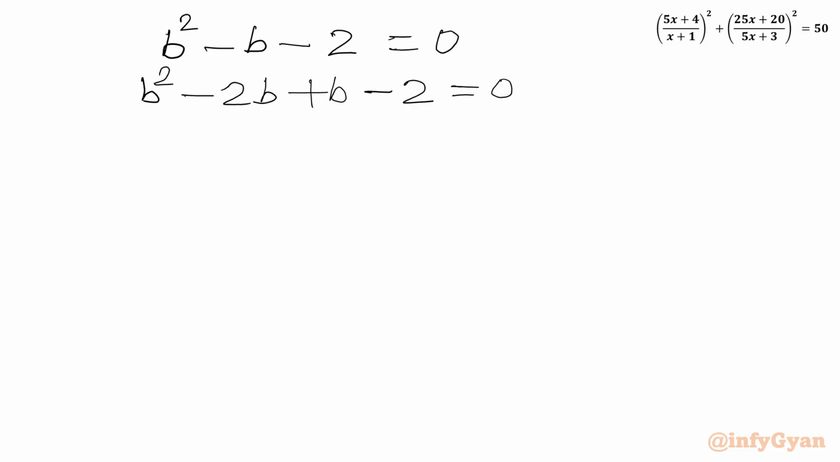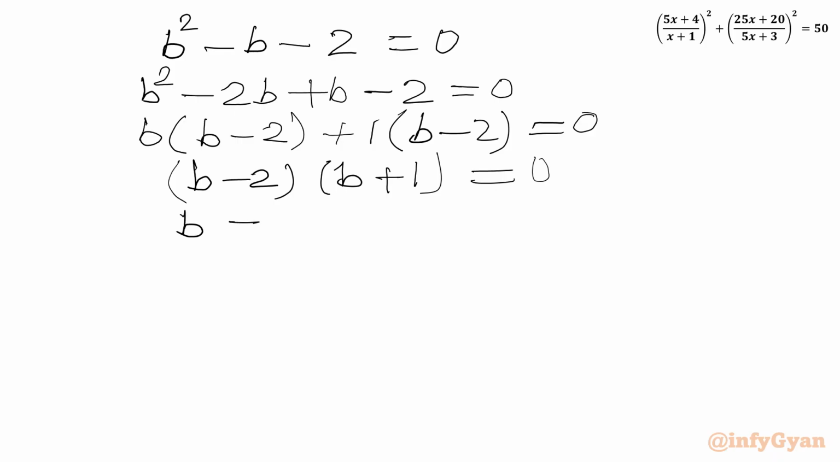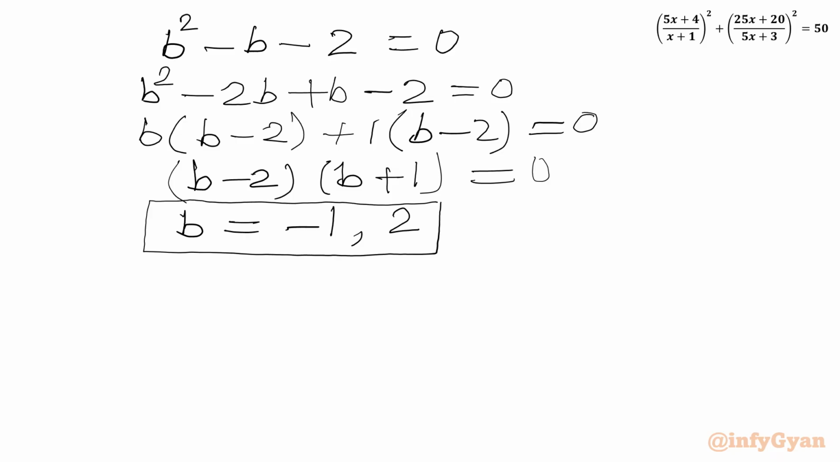Now we can take b common from the first two terms, so b minus 2 will be in the bracket, and 1 common from the last two terms. We'll get the same bracket b minus 2 equal to 0. Now factorization is done. We'll write b minus 2 times b plus 1 equal to 0. Using the product zero rule, we will get b equal to 2 and b equal to negative 1.